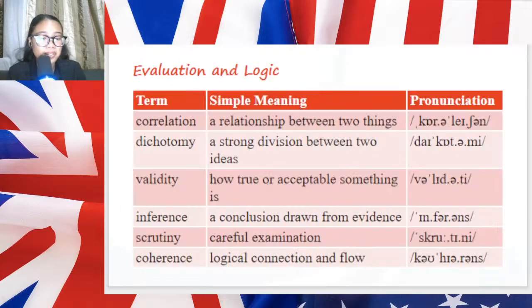Let's immediately move on to another set of words, which is under evaluation and logic, starting with correlation, which is a relationship between two things. This describes basically a situation where two things are connected. So when one changes, the other might also change. It doesn't mean one causes the other, but they appear related.